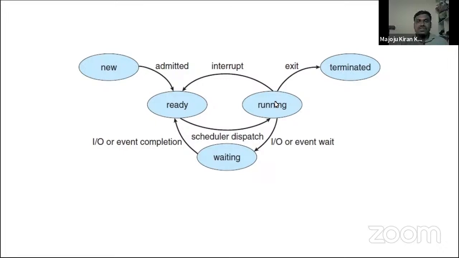Once the process has executed all its instructions, it is closed. So then it enters what? The terminated state. Okay, so this diagram shows all the states of a process in its life cycle.